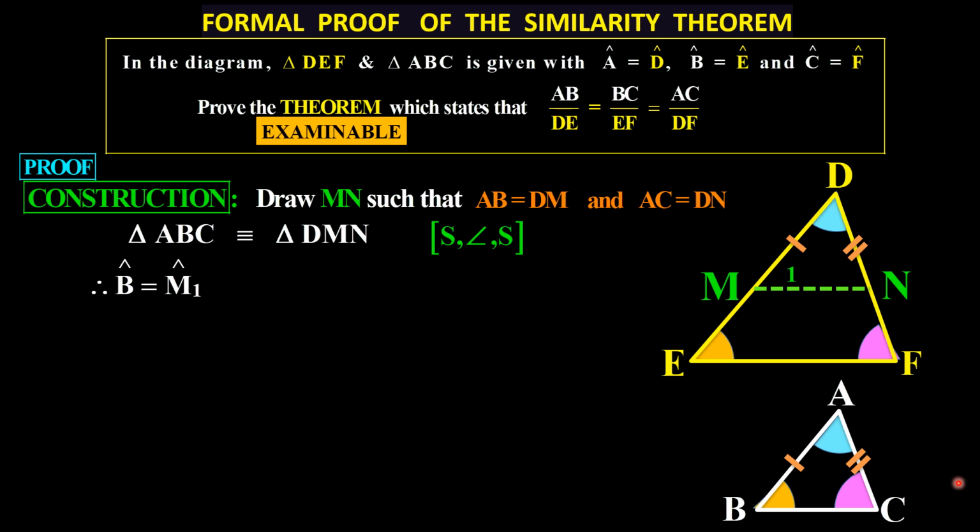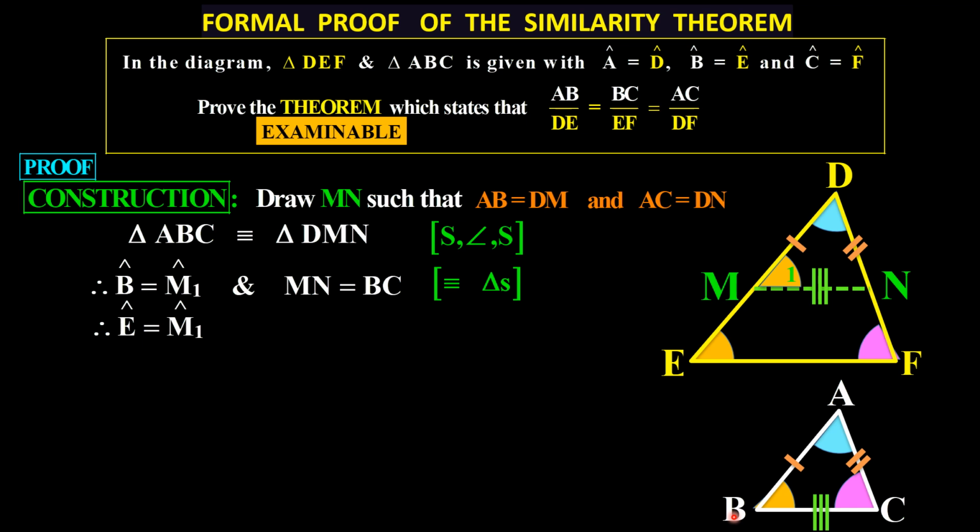We also know that the corresponding sides will be equal. MN is equal to BC, right? Also, the third angle, this angle N1, will be equal to angle C, but let's leave that one out. Now, if we look at our M1 and E, we see that they are equal, from the deduction that we made from our congruency. And what type of angles do they form? That's correct. They form corresponding angles. And if corresponding angles are equal, then we get parallel lines. Therefore, MN is parallel to DF because we have equal corresponding angles.